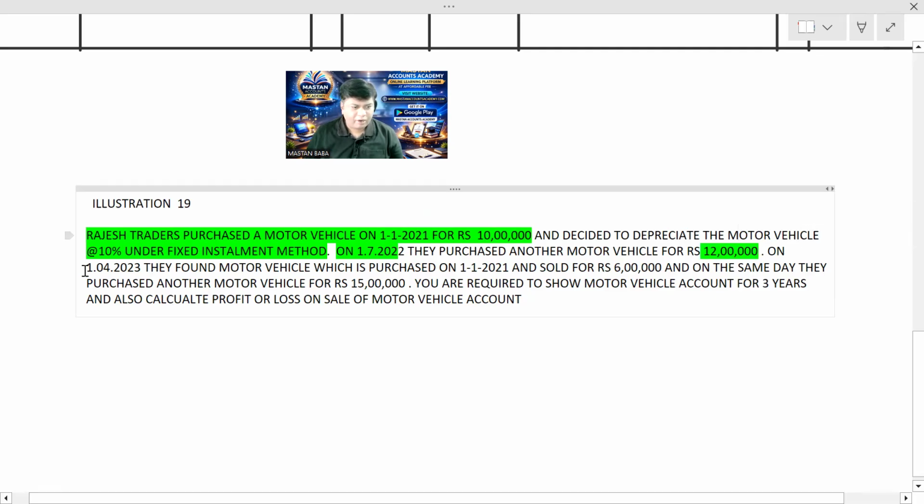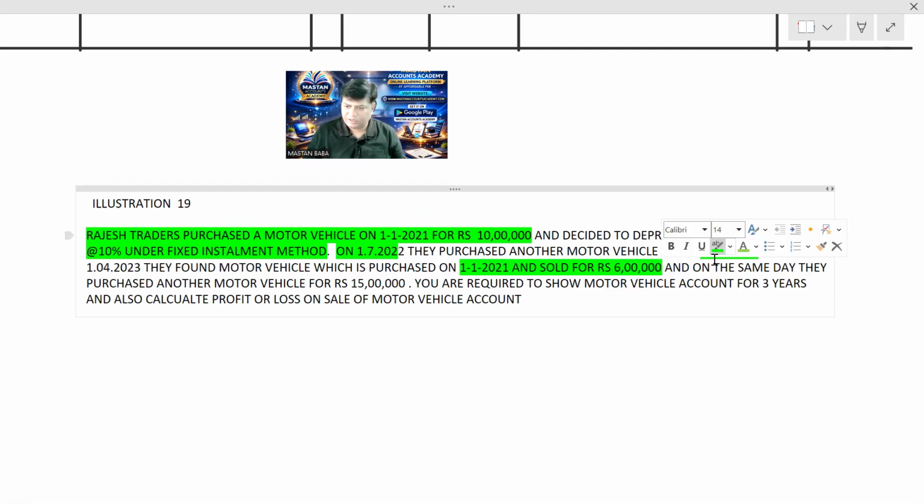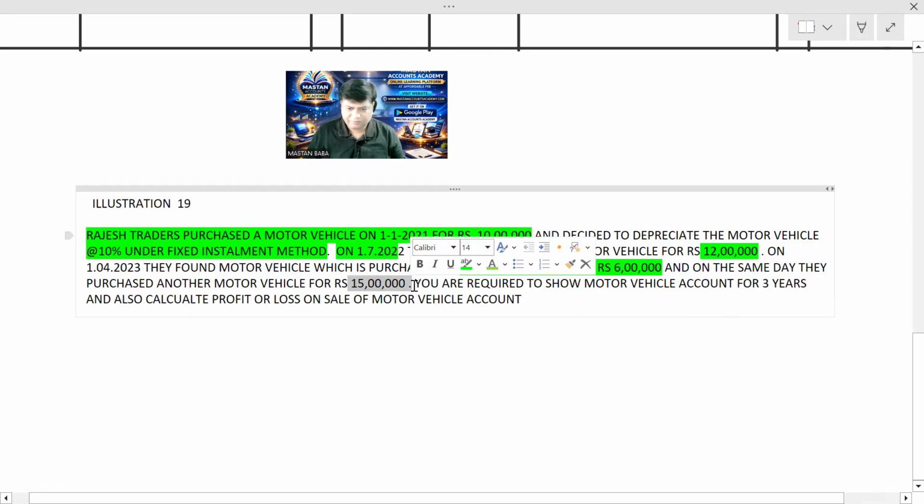On 1st April 2023, they found the motor vehicle which was purchased on 1/1/2021 unsuitable and sold it for rupees 6 lakh. And on the same day, they purchased another vehicle for 15 lakh. They are asking to show the motor vehicle account for 3 years and also calculate the profit or loss on sale of motor vehicle account.